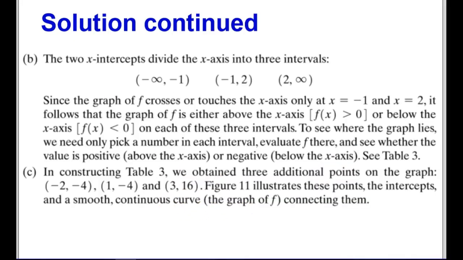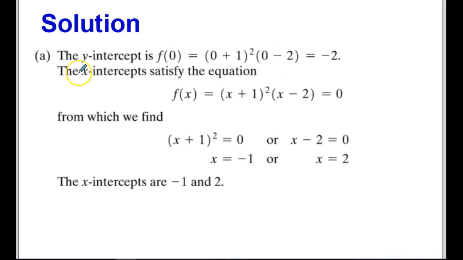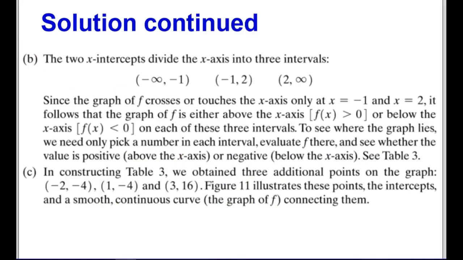Okay? So now I have 3 different intervals. I have from negative infinity to negative 1, I have from negative 1 to 2, and then I have 2 to infinity. I just found those intervals by taking my x-intercepts. I can have many, many intervals, but those are the ones from this actual function. So I know that my graph is either going to be above or below in these intervals.